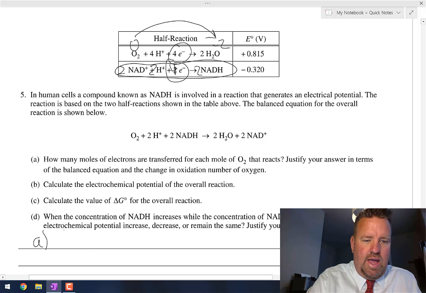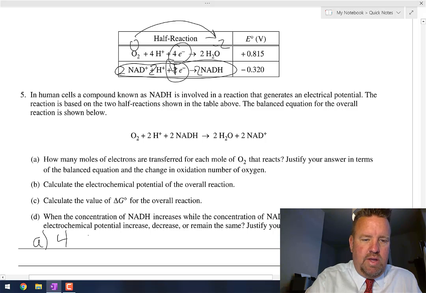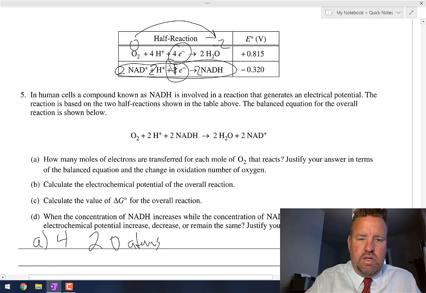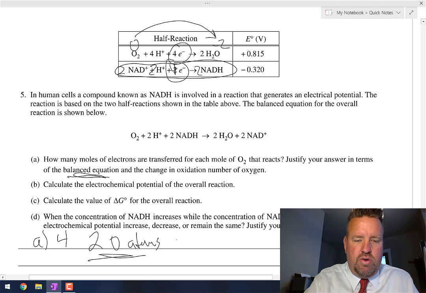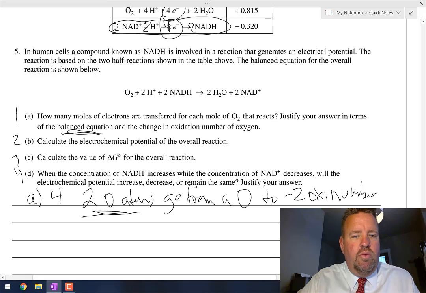So for part A, you're going to say 4, and you're going to say because 2 oxygen atoms, because again, they're talking about the balanced equations, go from a 0 to a -2 oxidation number. Okay, and that's A, B, C, D, obviously 1, 2, 3, 4. Each of these answers is worth 1 point each.